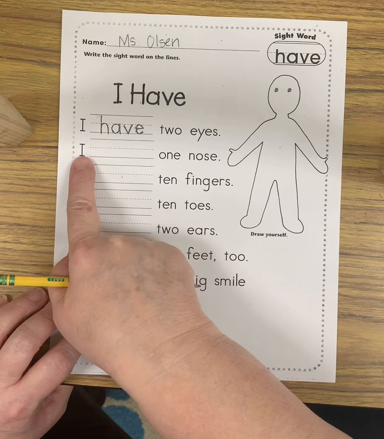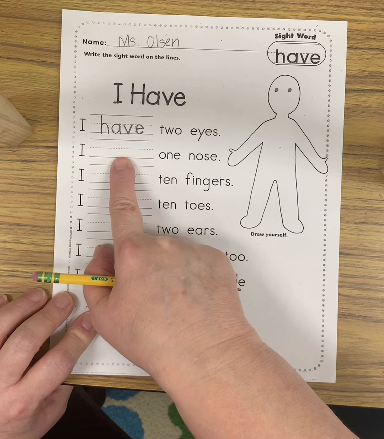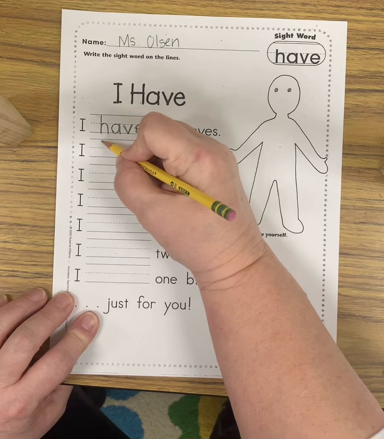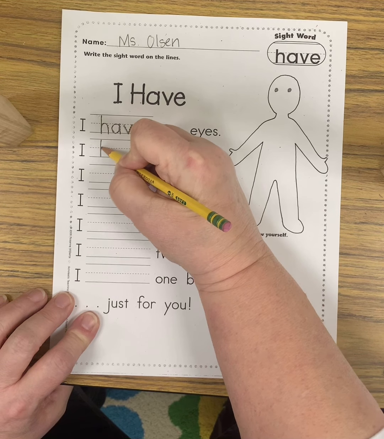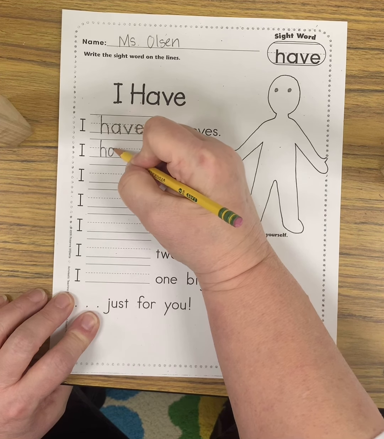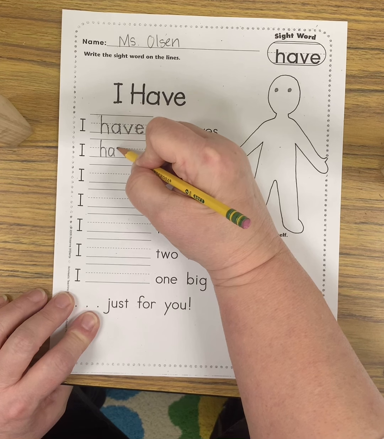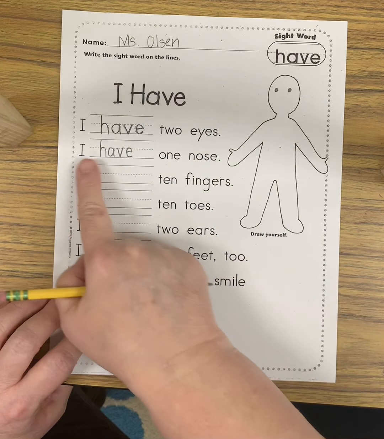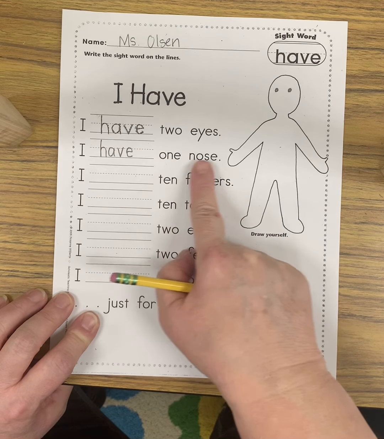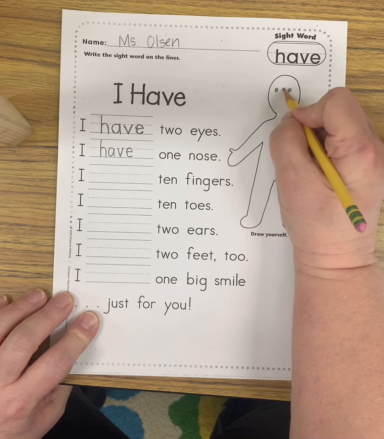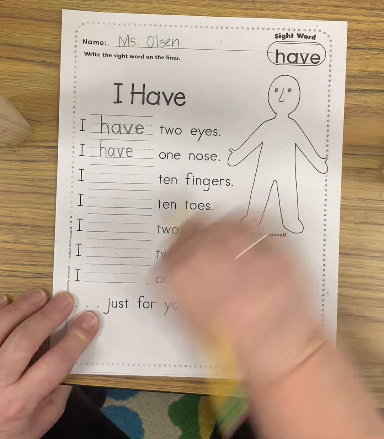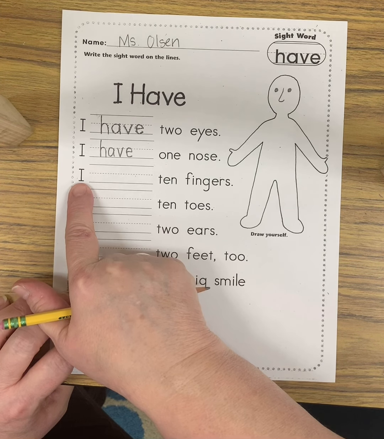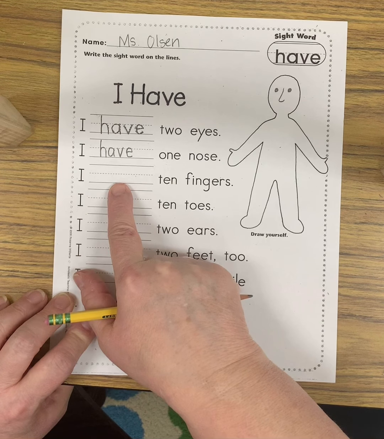Then this one says, we're going to write the word have, 1 nose. So the first letter in have is H, A, V, E. We'll read it again. I have 1 nose. So I'm going to draw a nose on myself.